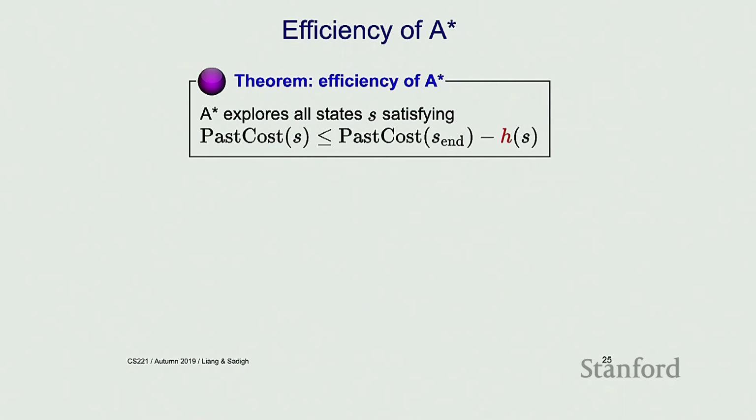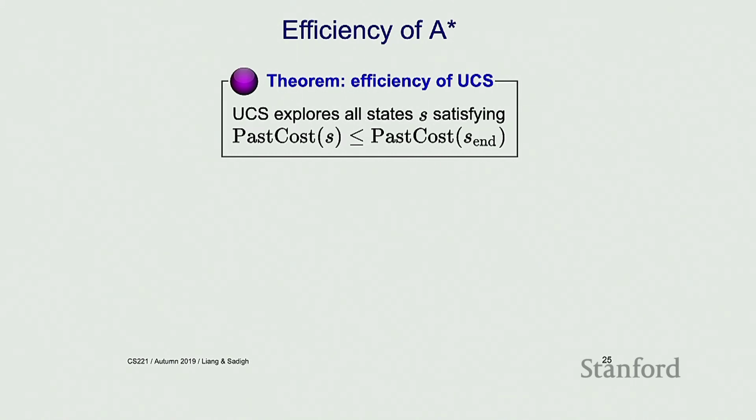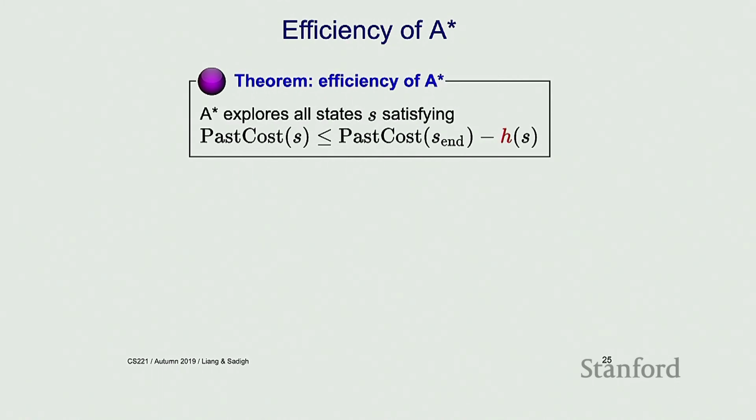So if you look at it, the right side just becomes smaller. The right side for uniform cost search was just the past cost of S end. Now it is the past cost of S end minus the heuristic. So it just became smaller. And why did it become smaller? Because now I'm doing this more directed search. I'm not searching everything uniformly around me. And that's the whole point of the heuristic. Okay? And that makes it actually more efficient.